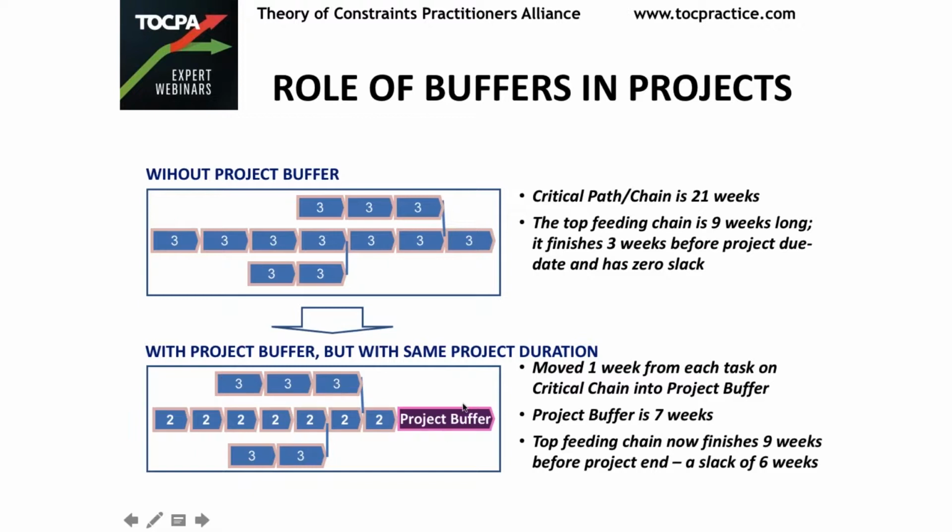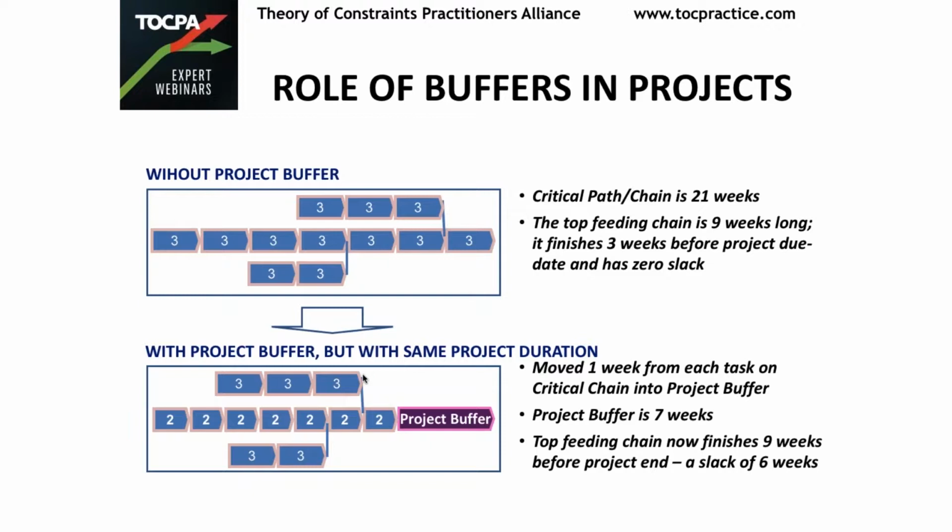Right? So the difference between the feeding chain here on the top box versus the feeding chain here, this difference is the benefit of having a project buffer. I did not introduce a feeding buffer into this yet, right? I'm just introducing a project buffer. But by putting a project buffer like this, I have actually introduced slack on the feeding chain.